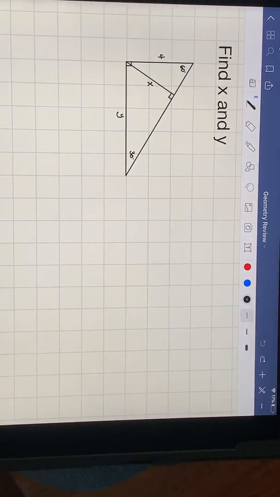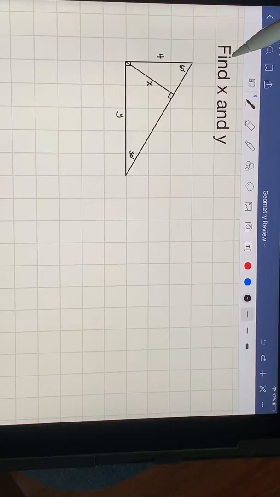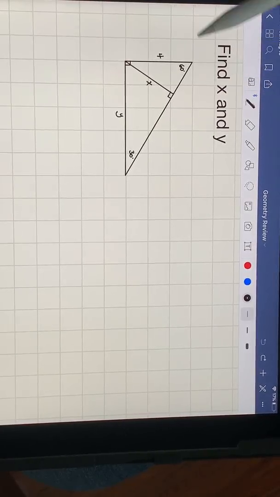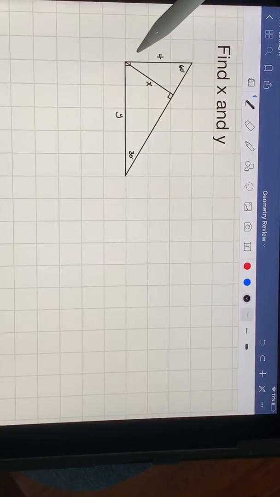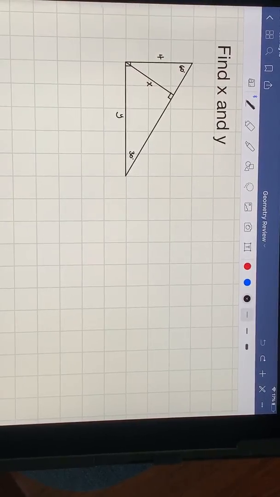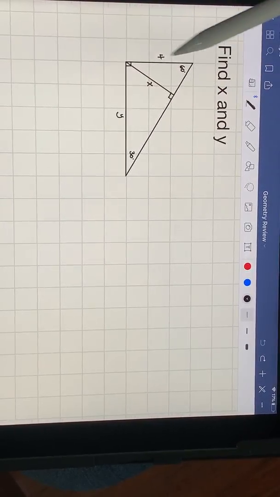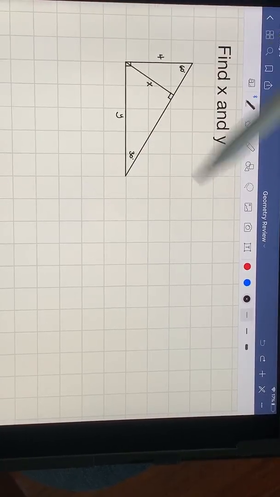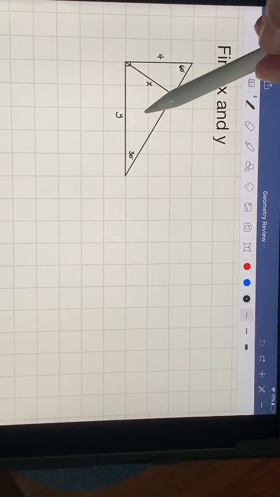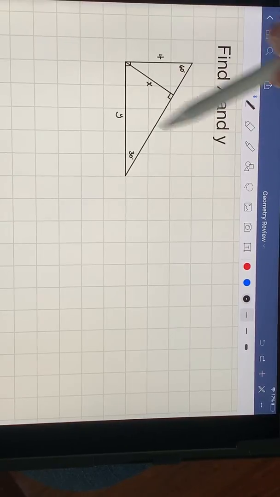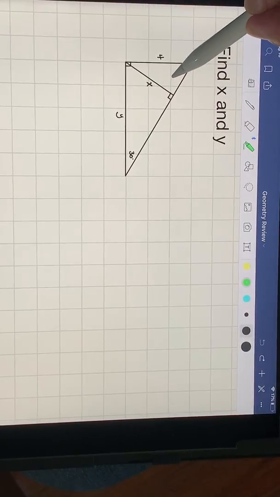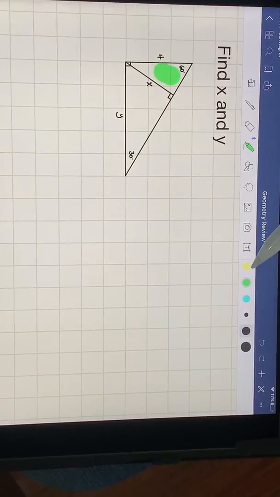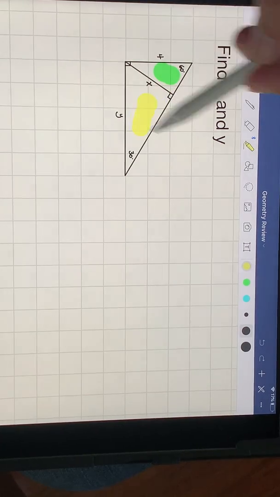Today in Geometry Review, we're going to find the values for x and y using only the angles provided and the length of one of the legs. So you can observe that there's a major triangle, a right triangle, but then there's two internal right triangles. I will highlight each of them. The small one, I'll highlight it as green, and the bigger one, I'll highlight it as yellow.